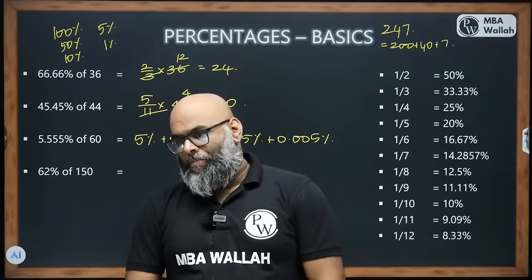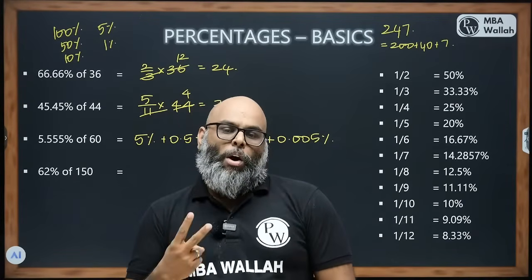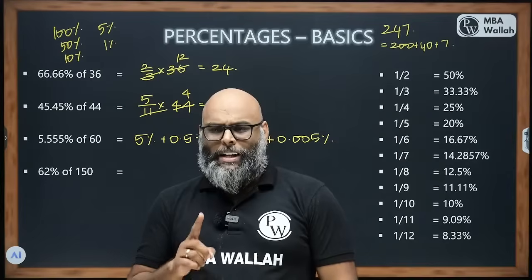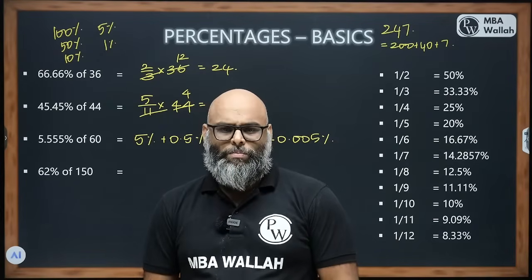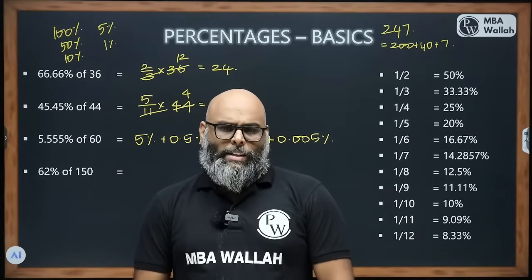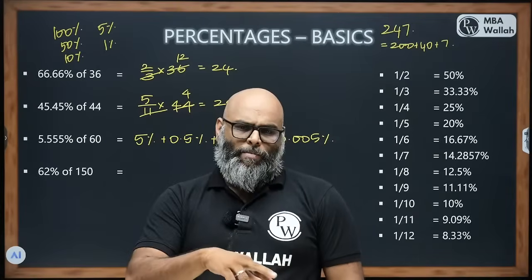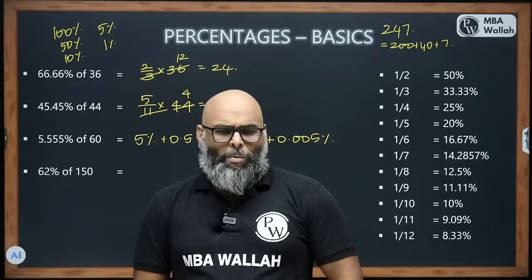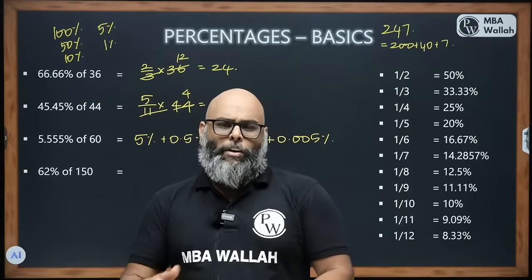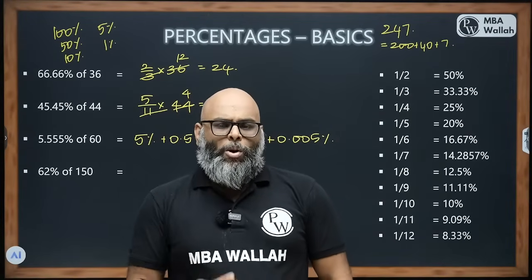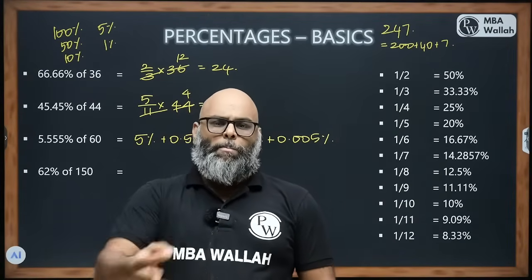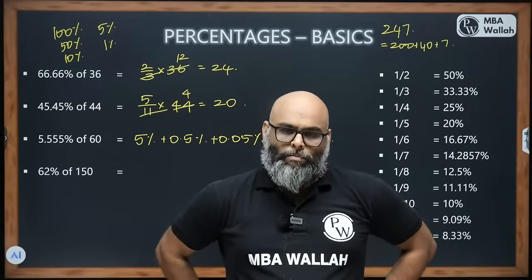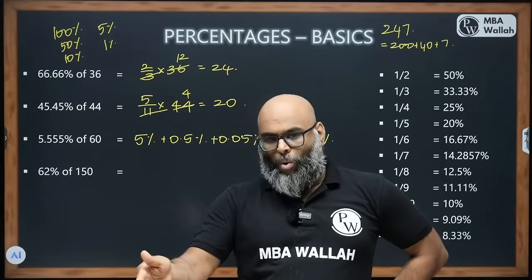For instance, if the question says, what is 2% of a number? I will simply say 1% of the number into 2. In my head, I'll simply say, find 1% of the number. If the question says 2% of 47, I'm not worried. What is 1% of 47? 0.47, divided by 100. 2% will be twice the number, 9.4. Sorry, 0.94. Clear? 0.47 into 2 will be 0.94.